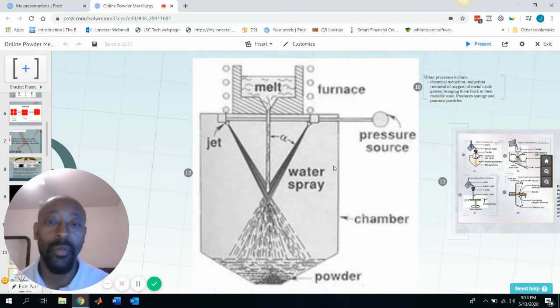This is an example of water atomization. As you can see, this is a water spray. Here you have the molten metal coming down, the water spray hits it, and then it breaks it apart, cools it, solidifies it at the same time, and the metal powders gather together at the bottom.